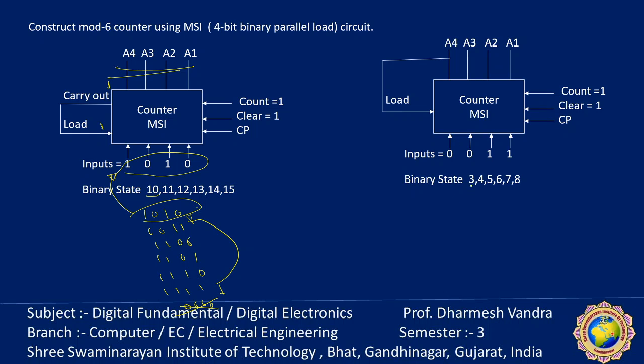Again, another possibility is counting 3, 4, 5, 6, 7, 8. It starts from 3, that is 0 0 1 1, and then increments by 1 on every clock pulse. And after 8, it resets again. So what we do is, when A4 is equal to 1, only in this condition, the load is connected, and in the next clock pulse it will start to count from 3. So this is called a mode 6 counter. Many types of applications are possible. It depends on the requirement. We can do it as per the statements or problems given to us.